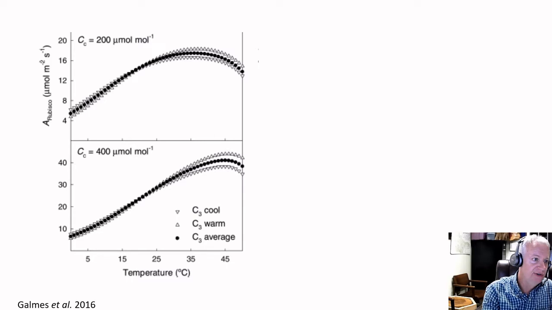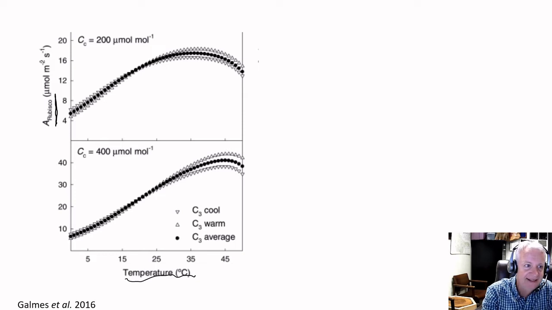This graph shows the activity of rubisco. So this is just a measure of the rate of activity of rubisco versus temperature. So like all enzymes, rubisco responds to temperature. And as temperatures decline, rubisco moves more slowly. It's less active. So what you can see is that this is actually a sort of broad survey of the rubisco enzyme across quite a few different C3 plants.